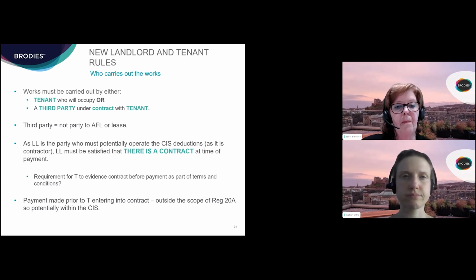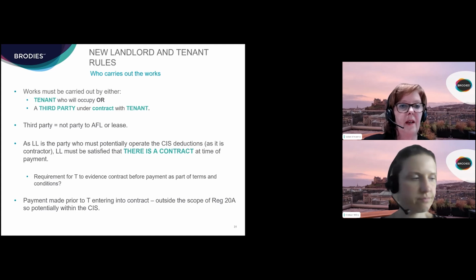And if payments are made to the tenant before a contract has been entered into, then those payments will be outside the scope of Regulation 20A, outside the scope of the new exemption, and so they'll be potentially within the CIS.